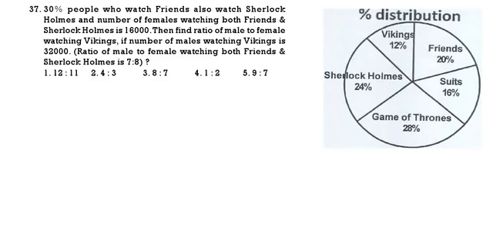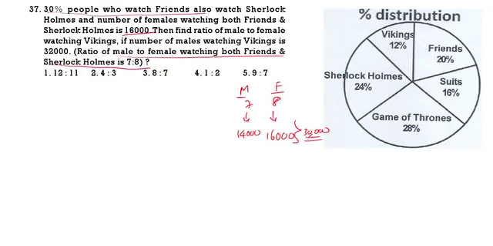30% of the people who watch Friends also watch Sherlock Holmes, and the number of females watching both Friends and Sherlock Holmes is 16,000. The males and females watching Friends and Sherlock Holmes is 7:8. So males and females ratio is given as 7:8, out of which the females watching both Friends and Sherlock Holmes is 16,000. That means 8 parts equal to 16, then 7 parts equal to 14, then total is equal to 30,000. Total is 30,000.